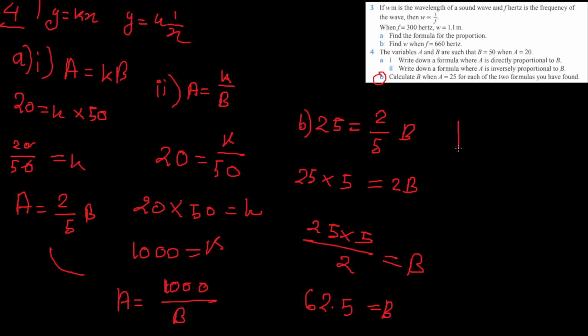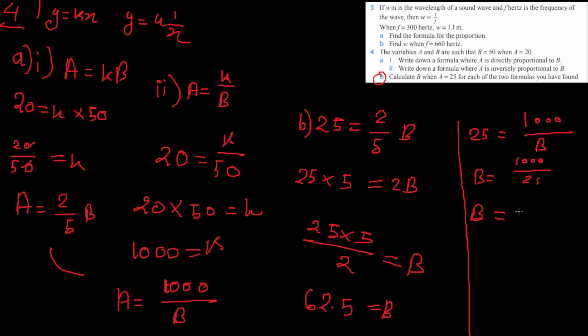We found this, and now let's do the second one with the indirect one. So we know a is 25, and we have to find b. Basically we put b here, and we put 1,000 over here, and 25. So 1,000 divided by 25 is going to be 40. So we found the two values of b by using different formulas. Let's move on to the next question.